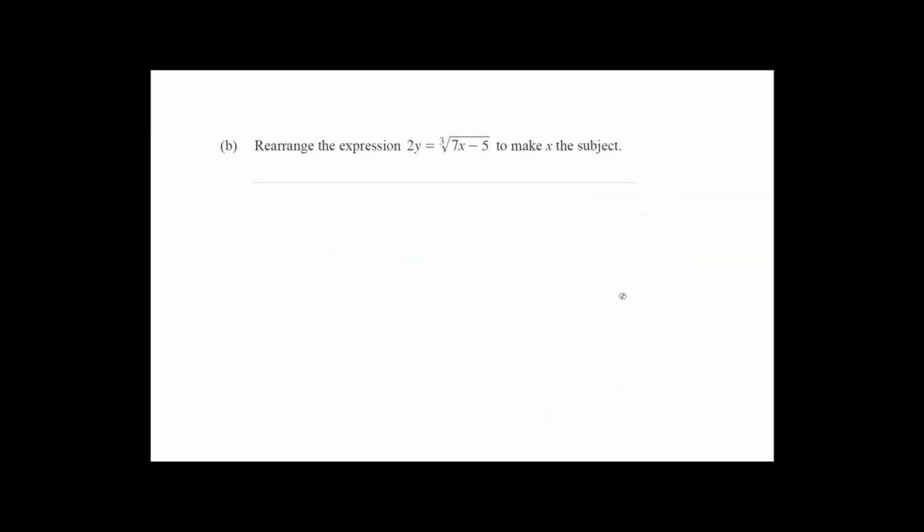Moving along, next question. Rearrange the expression 2y equals the cube root of 7x minus 5 to make x the subject. So when we make x the subject, we're going to end up with x equals something. Okay, what do we need to do first? We need to get rid of this cube root here with the radical. So the opposite of taking the cube root is cubing, and whatever we do to one side, we have to do to the other side. So (2y) cubed is going to be equal to 7x minus 5. Cubing both sides, they're going to cancel.